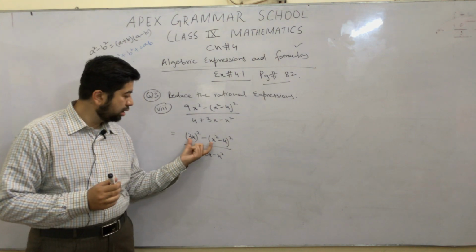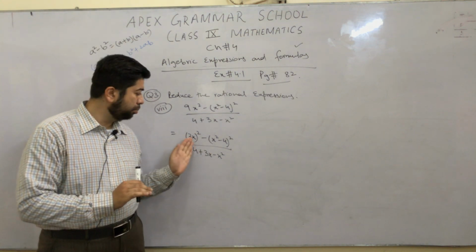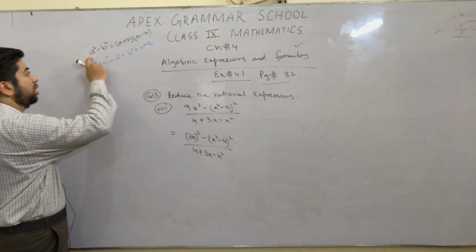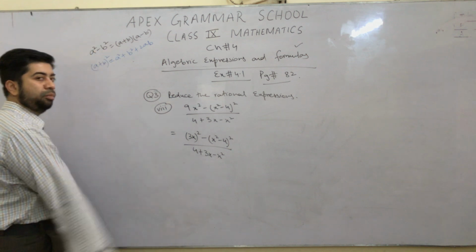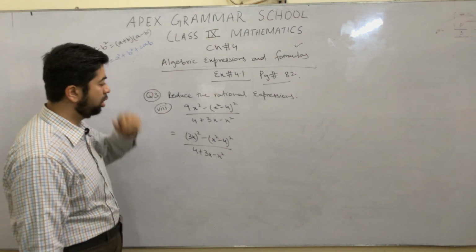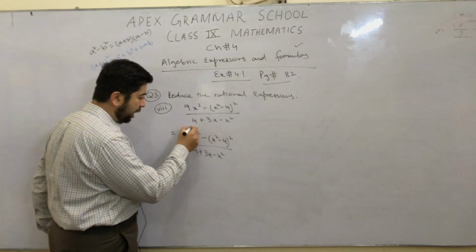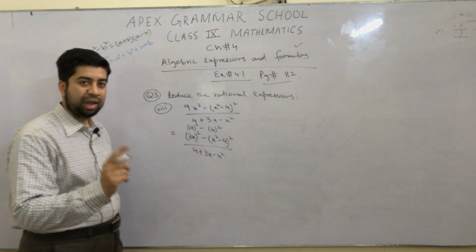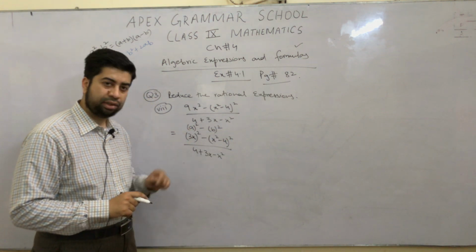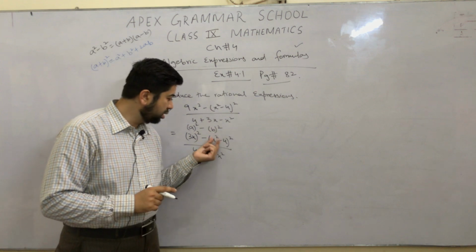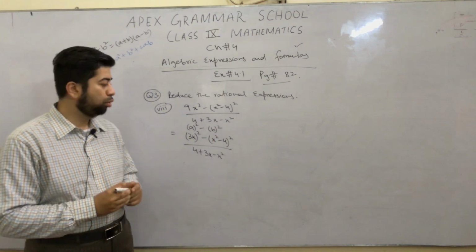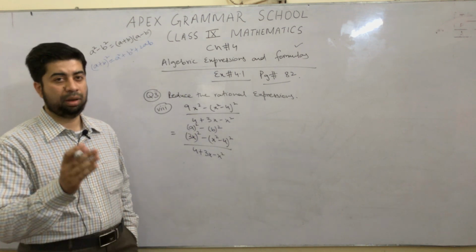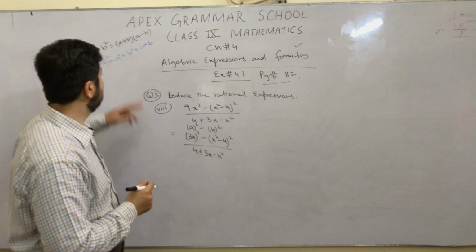See here, it is also in the form of two squares with a sign of minus between them, which is equal to a plus b into a minus b. This is in the form of a square minus b square. The value of a here is 3x. The value of b here is x square minus 4. So you can open it in the form of a square minus b square, that is equal to a plus b and a minus b, just like this.